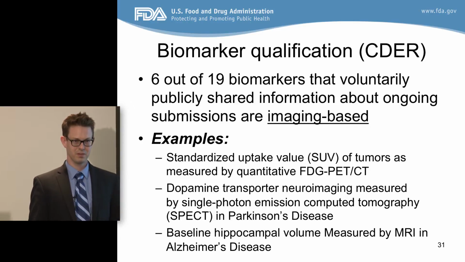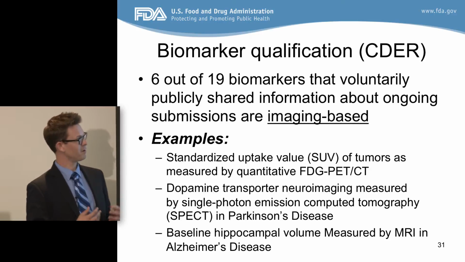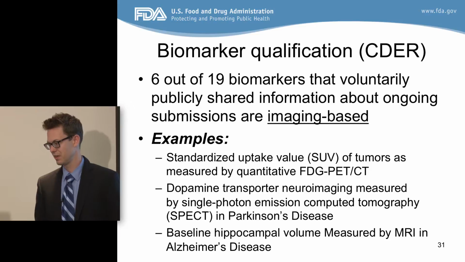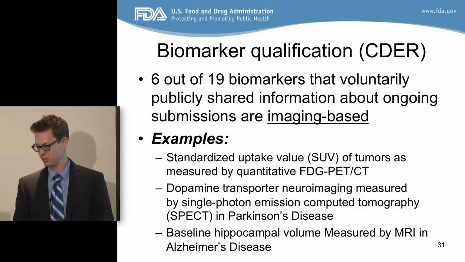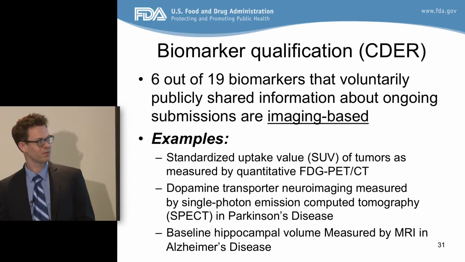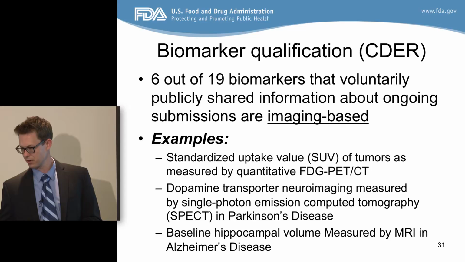So just how important is imaging in terms of the biomarkers? Well, approximately a third. I'm off a little on my math, I know, but about 6 out of the 19 that have been made public are imaging-based, including SUV of tumors, SPECT, hippocampal volume for MR. So there's a lot of interest in imaging-based biomarker qualification.